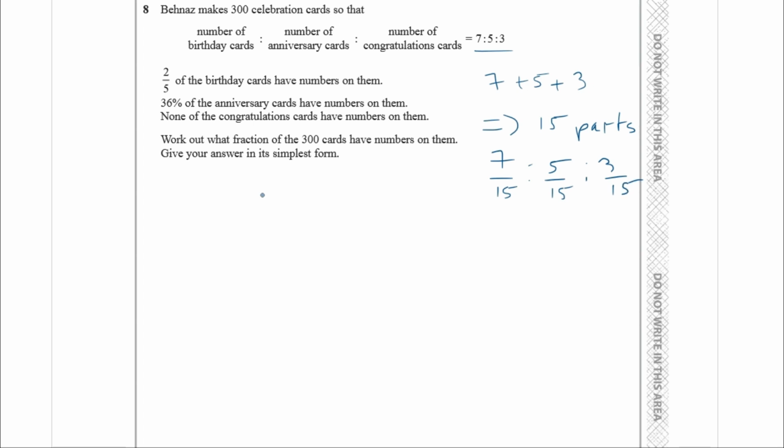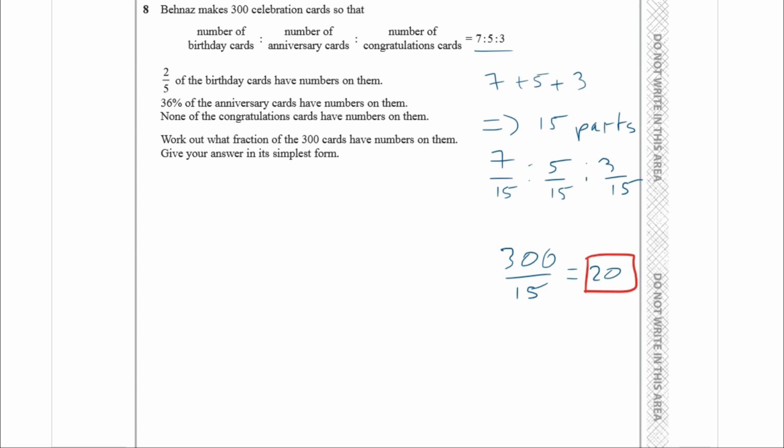The question's asking what fraction of the 300 cards have numbers on them? So 2/5 of the birthday cards have numbers on them. Now perhaps we need to figure out how many of each card we have. So let's figure that out. The number of birthday cards, 300 divided by 15. So 300 over 15 is 1 part, and 1 part is 20. So it's quite easy here using 20 as a single part. This is going to be your lead for this question.